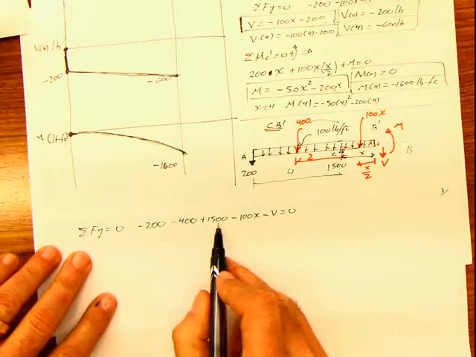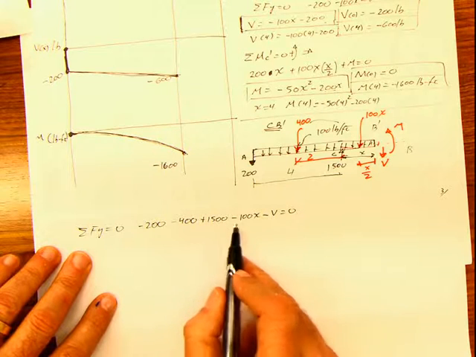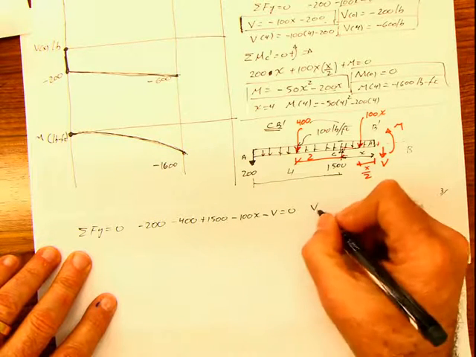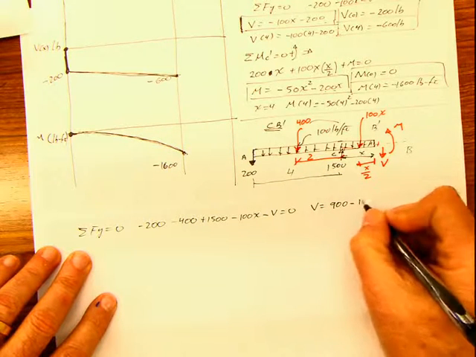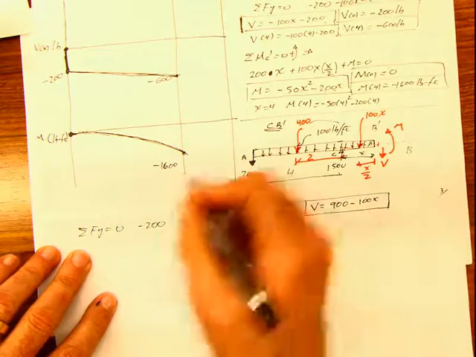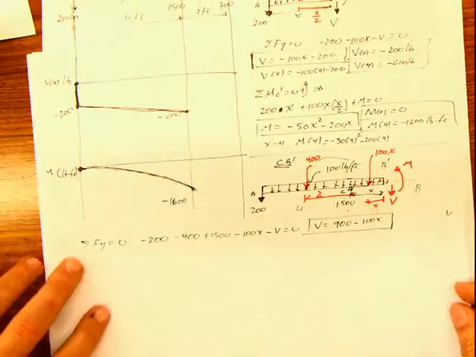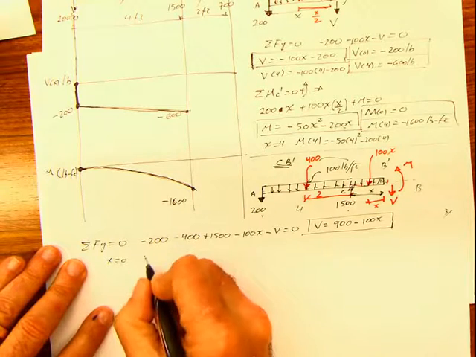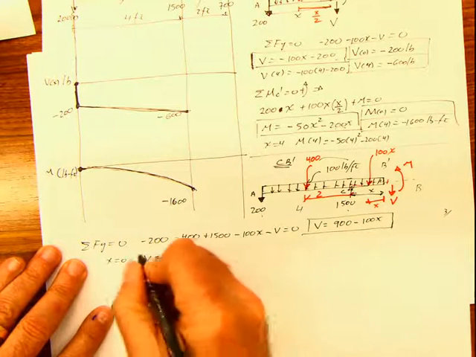600, this is 900. Negative 600 plus 1500 is 900, and this is negative 100, so my b is going to be equal to 900 minus 100x. That's going to be the equation for the shear in this span. What do we do then? Well, we say for x equals 0, my V is going to be 900 pounds.